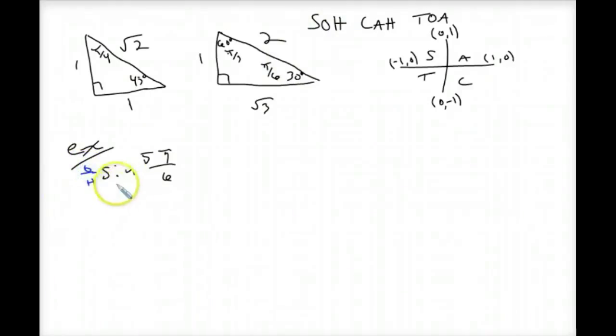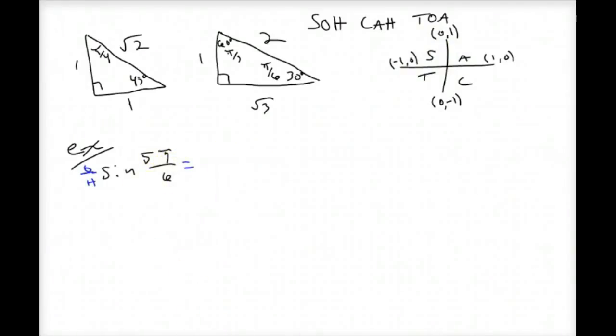My first step is going to be determine which quadrant it's in, so I know that my angle is positive or negative. So 5 pi over 6 is a little bit less than 1, so we're going to be right here in the second quadrant. So if I'm in the second quadrant, sine is positive, so whatever I get is going to be positive.